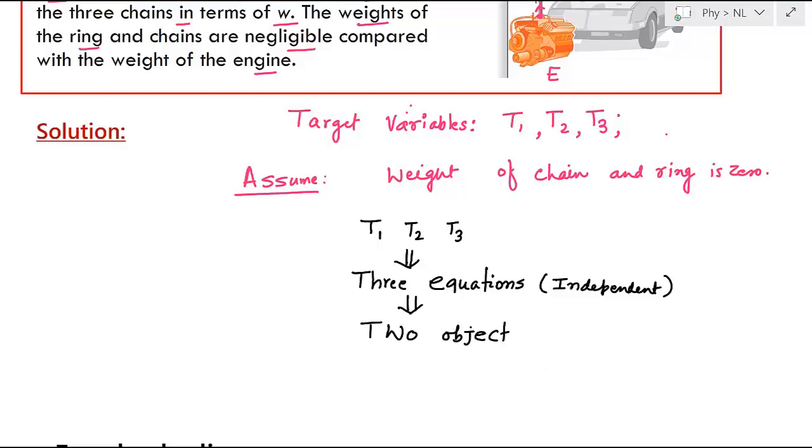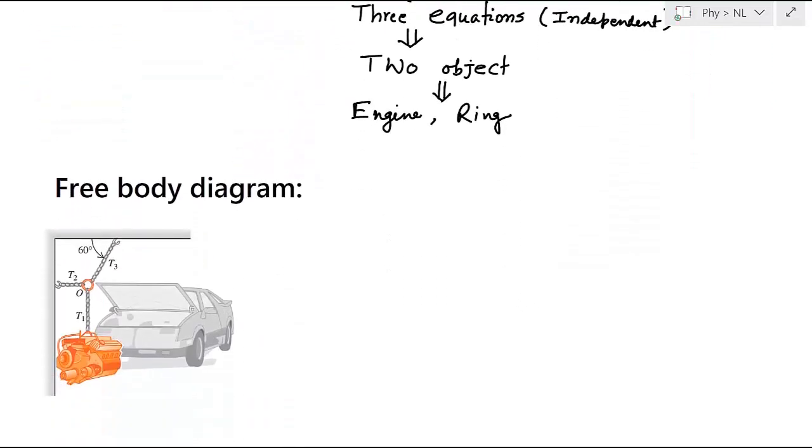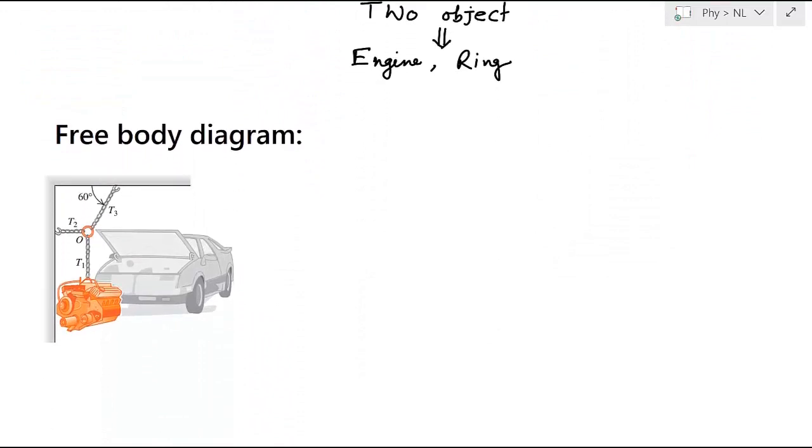So these two objects will be engine and ring. So let us try to draw the free body diagram. What I am saying, we have to consider one engine, one object, another object is this ring, and then we have to draw the free body diagram, and then we can write equation of equilibrium, and then we can solve. So what are the forces that is acting on this engine?